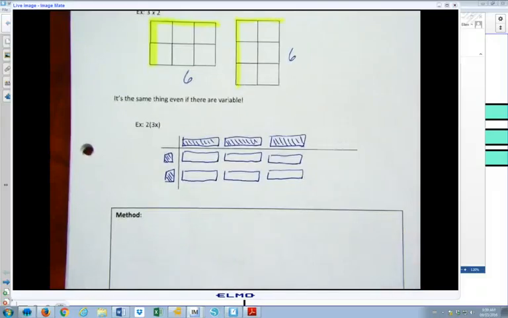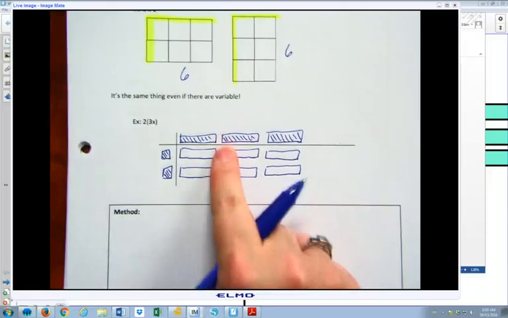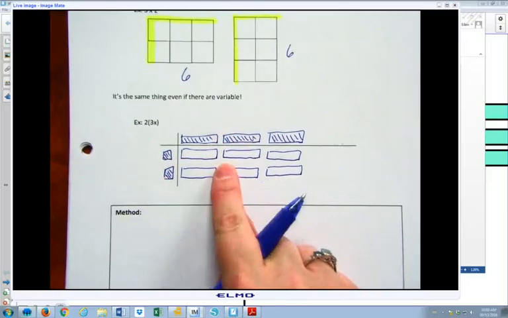And the bars that we used, are they colored or are they white? And how do we know? Because a positive times a positive has to be a positive.